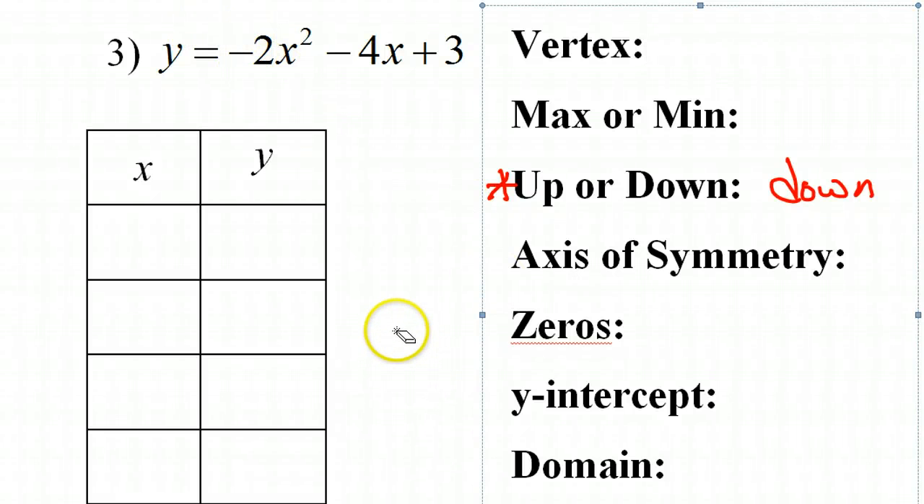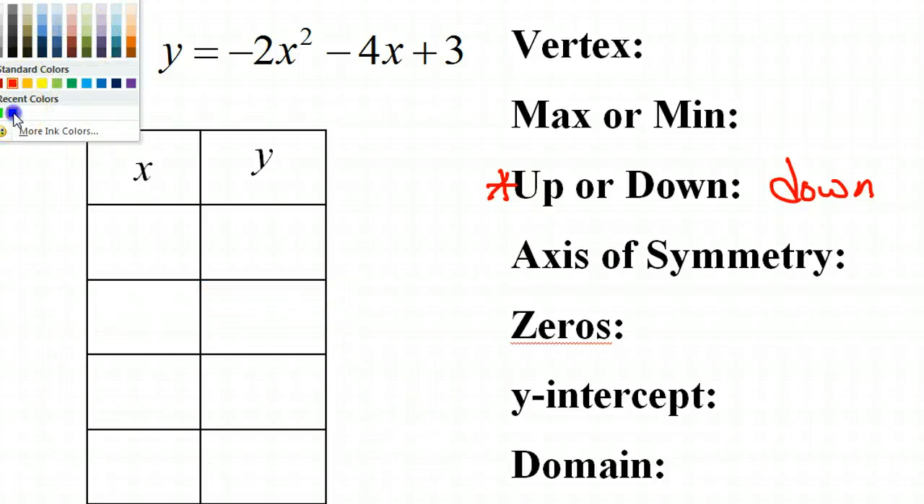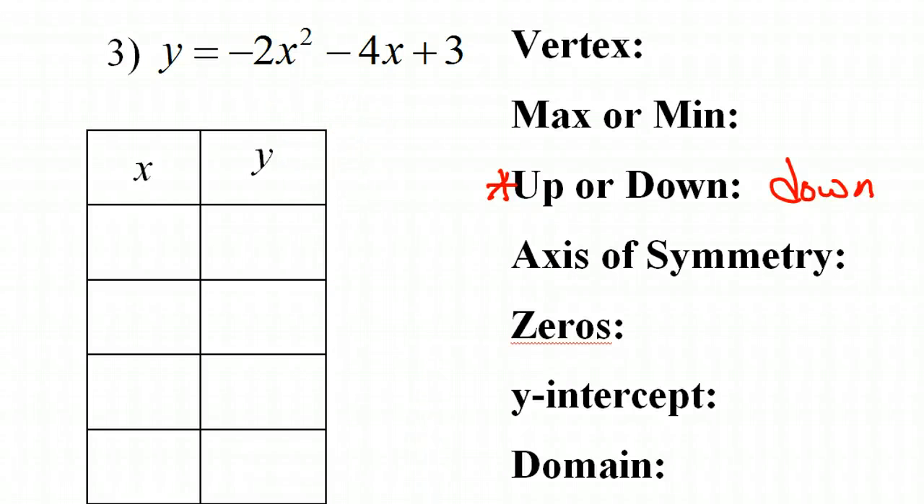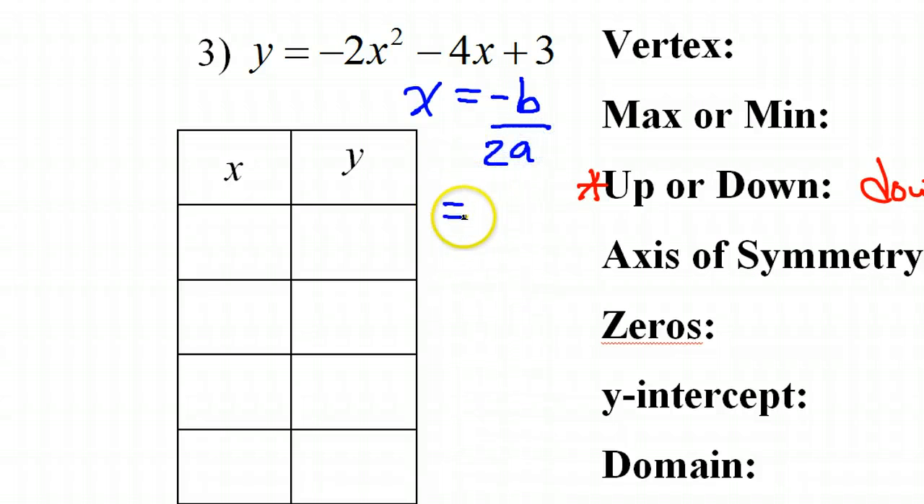So anyway, like we always do, let's start by trying to find the x-coordinate of the vertex. If I want to find the x value of the vertex, I'm going to use that little formula. The x-coordinate of the vertex, which is also the axis of symmetry, is given by the opposite of b over 2a. And of course this is a, this is b, and this is c. Just the number part, by the way. A is negative 2, b is negative 4, and c is 3.